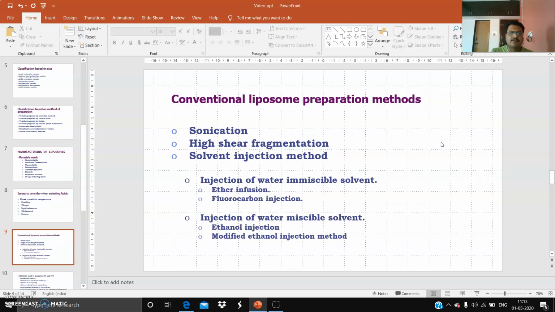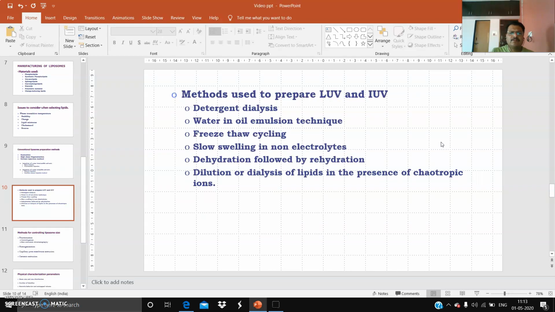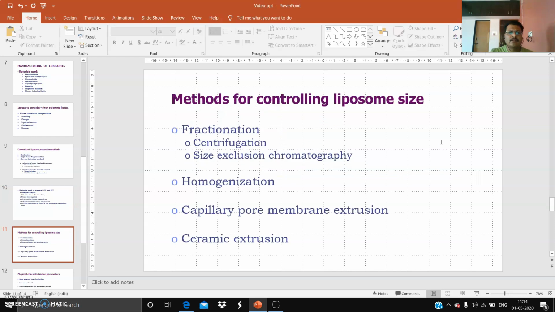Conventional liposome preparation methods that can be used: bath sonication method, high pressure fragmentation, solvent injection method, injection of water-miscible solvent, ether infusion, fluorocarbon injection, ethanol injection, modified ethanol injection method. Different methods used to prepare LUV and IUV: detergent dialysis, water-in-oil emulsion technique, freeze-thaw cycling, slow swelling in non-electrolytes, dehydration followed by rehydration, dilution or dialysis of lipids in the presence of chaotropic ions.